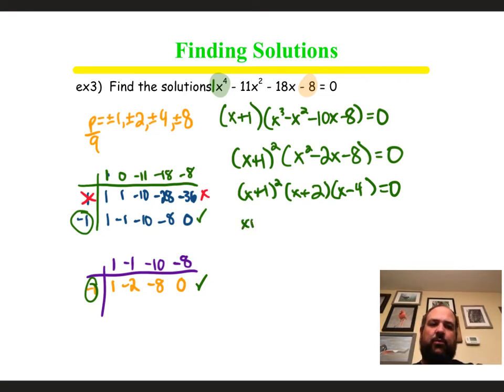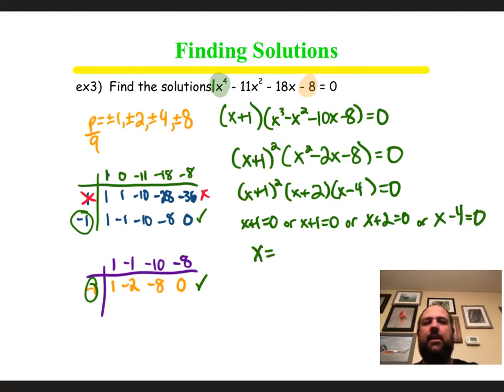I would say x plus 1 equals 0, or, again, x plus 1 equals 0, or x plus 2 equals 0, or x minus 4 equals 0. Once I've done that, I now show that x can equal negative 1, and not just once, but I had 2 of those binomials. So I'm going to put in parentheses 2x to tell me twice, or 2 times, negative 1 was a root. We also have negative 2 as a root, and we have positive 4 as a root.